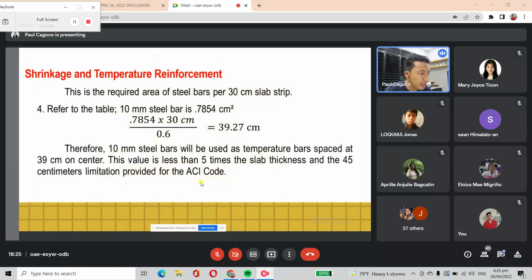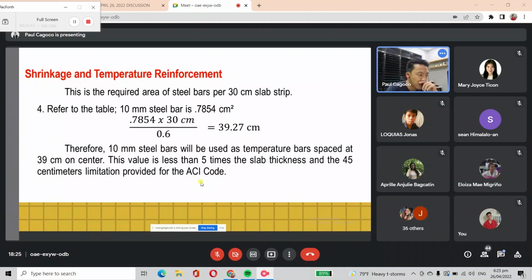0.7854 is square centimeters. So with the formula, 0.7854 times 30 cm over 0.6. So 0.7854 square centimeters times 30 cm over 0.6 square cm. So ang gawas na to is 39.27 centimeters. So mao ni siya ang spacing sa imong temperature bars. Therefore, 10 mm steel bars will be used as temperature bars spaced at 39 cm on center.